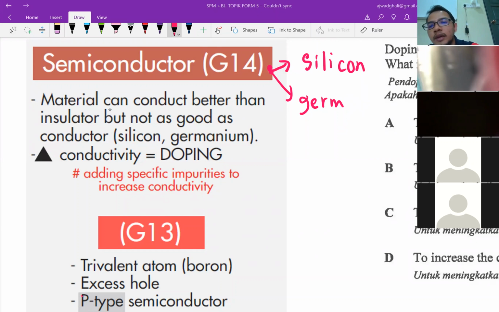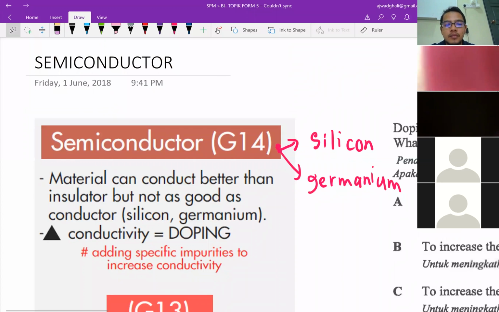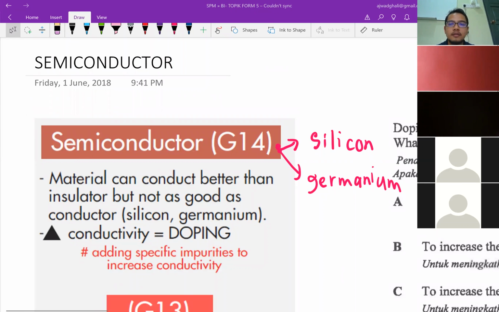Okay, germanium. So both are in group 14. When we talk about group 14, my question to you: how many valence electrons? How many valence electrons are in group 14? You learn in chemistry group 17, group 18, group 1, group 2, and period 3. That's what you learn in chemistry. But if you have group 14, how many valence electrons are there?